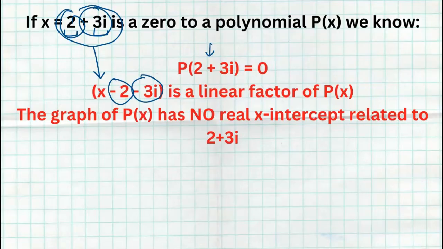Now, this will not create an x-intercept on our graph because it has an imaginary part, and if there's an imaginary part, well, it's not a real 0. It's not a real 0 that you're going to see. It's a complex 0, but it's not a real 0, so we're definitely not going to see an x-intercept there.